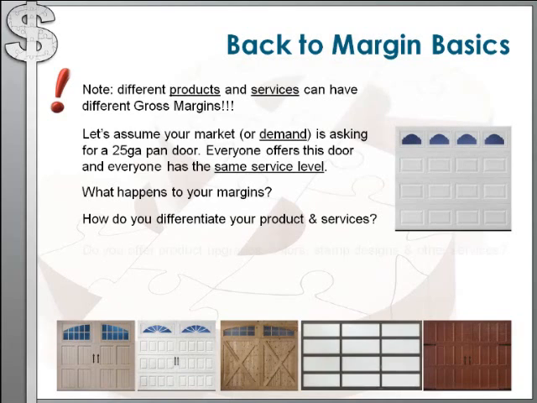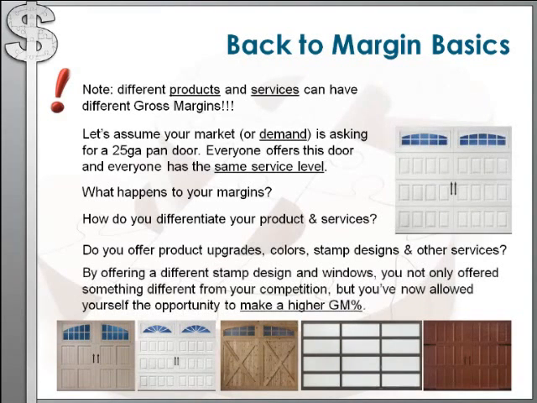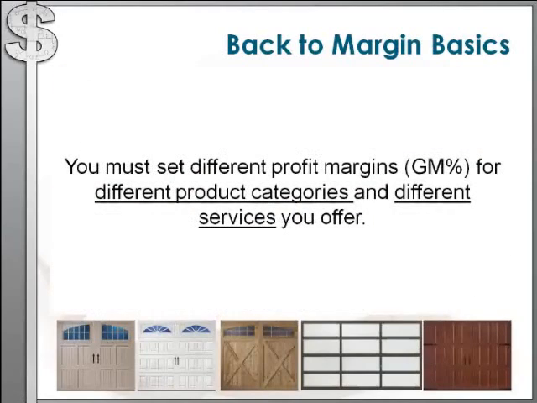Perhaps it's adding windows or offering different models within your sales process. Could be colors, stamps, or other services that make your business unique and different for the consumer. By offering a different stamp design and windows, you not only offer something different from your competition, but you've now allowed yourself the opportunity to make a higher gross margin, a higher profit level. So be aware of that. Again, I'm reminding you, you must set different profit margins, gross margin percentages, for different product categories and different services you offer.